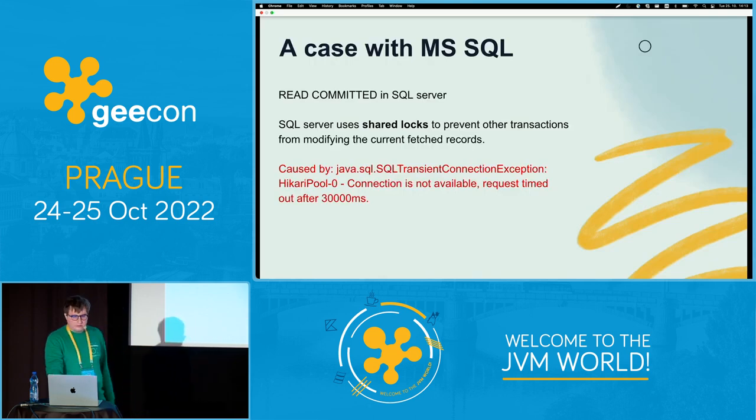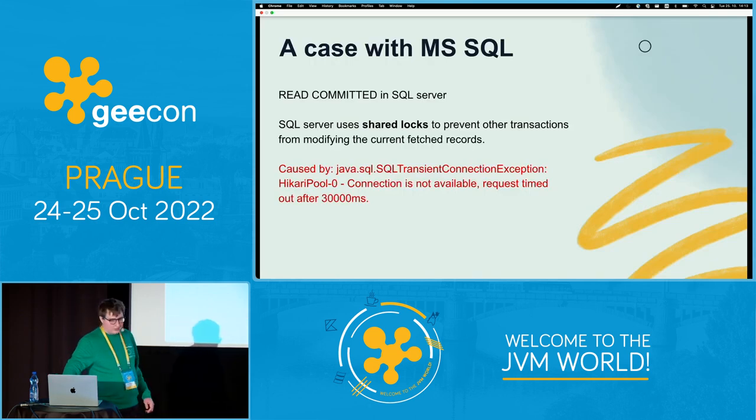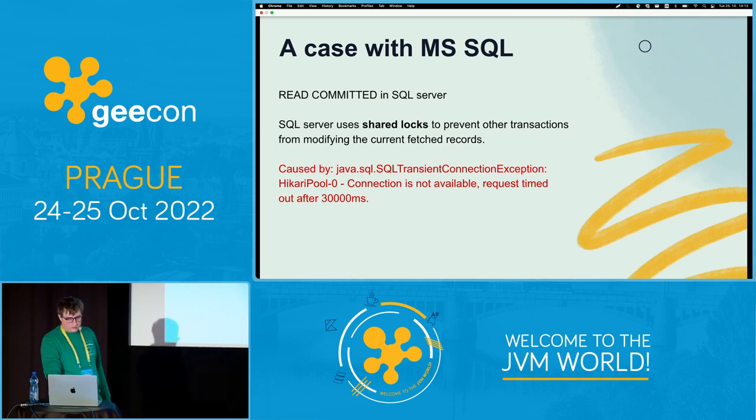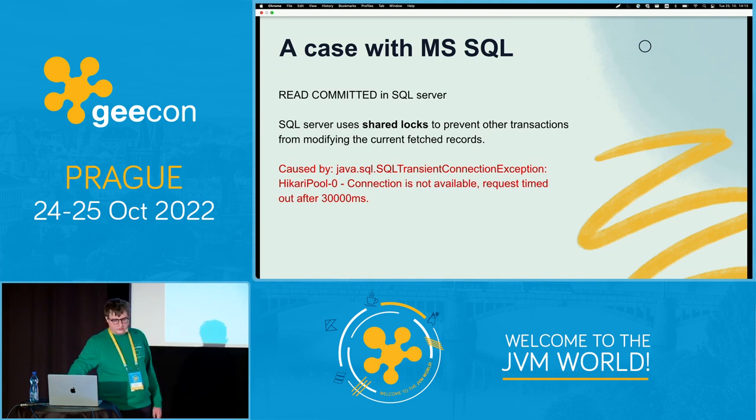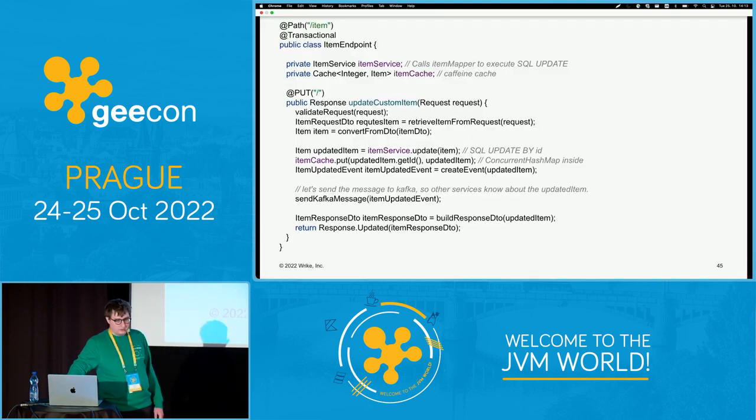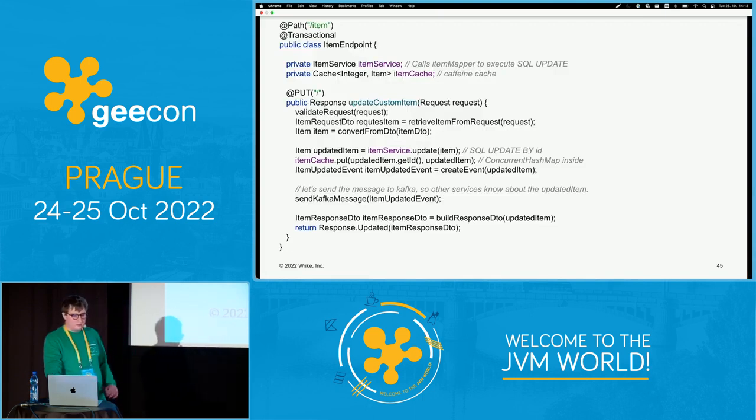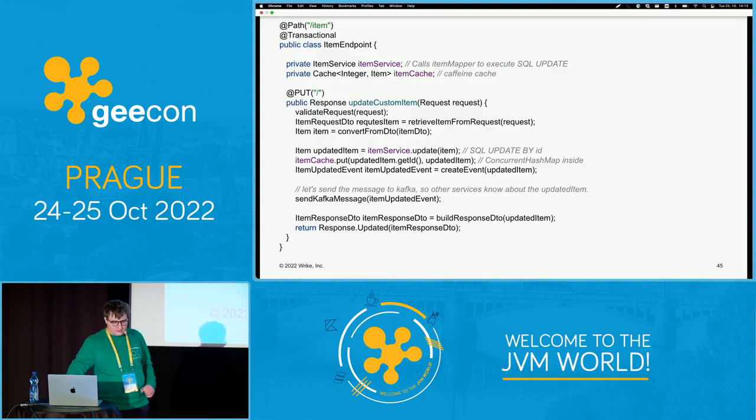So I will show you an example we had a long time ago in some company. It was unpleasant, but we used MS SQL Server. We had the read committed transaction isolation level, and we found out that SQL Server uses shared locks to prevent other transactions from modifying the record. We received this exception. It says timeout. We couldn't acquire a connection, so we started looking into it. There was code, it was more complex than this, but the idea was that some guys put a transactional annotation on a very big piece of code.